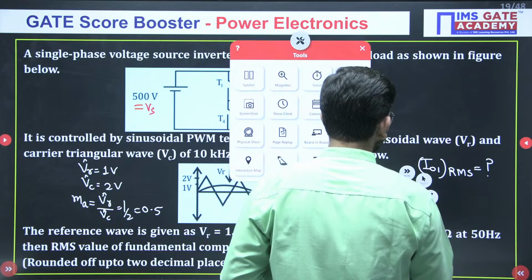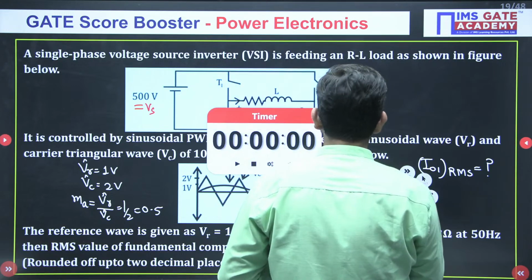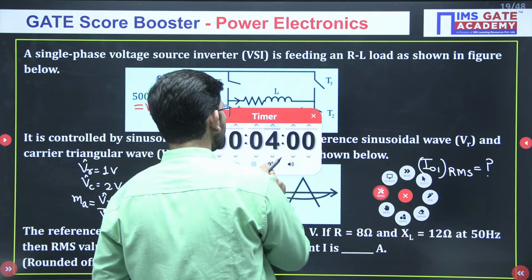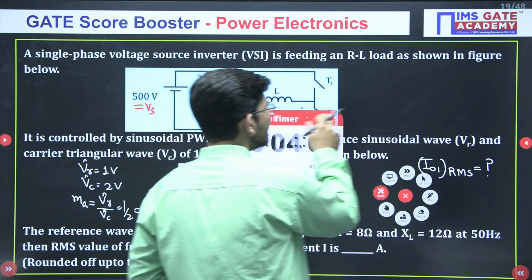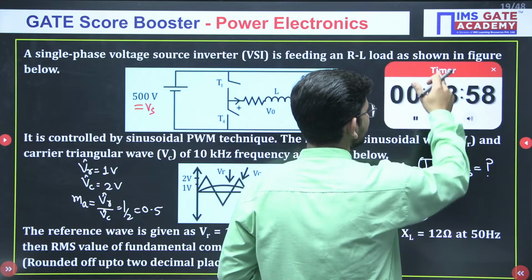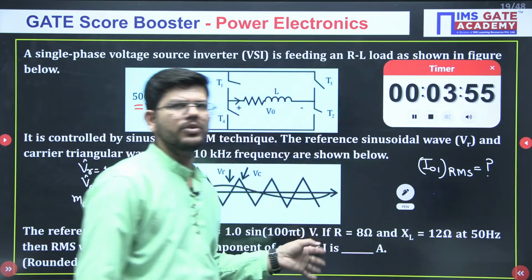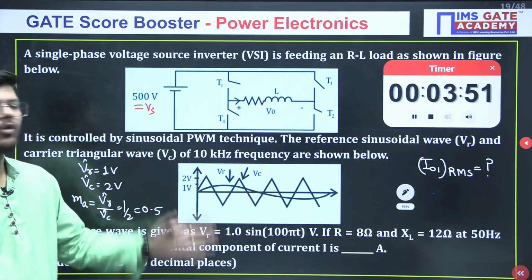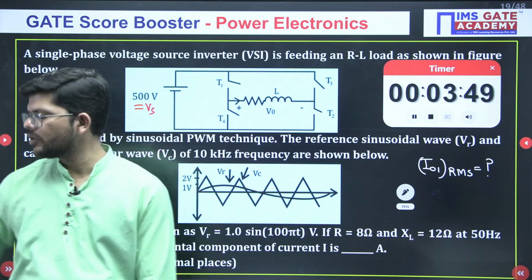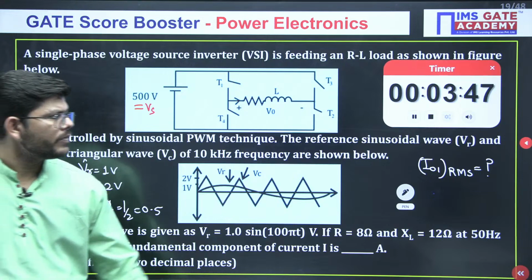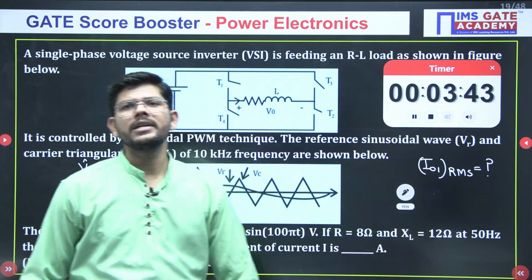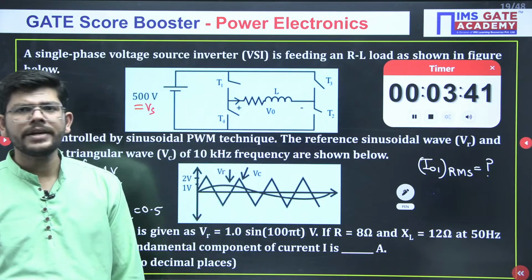So I am giving you 4 minutes for this question, and I want a right answer from you guys. If you are able to solve this, you are almost prepared for all kinds of questions. You can't get a question tougher than this one. You will even find this question easy as well. So you have 4 minutes. What we have to calculate? The fundamental RMS component. Your time has already started. Just solve it.